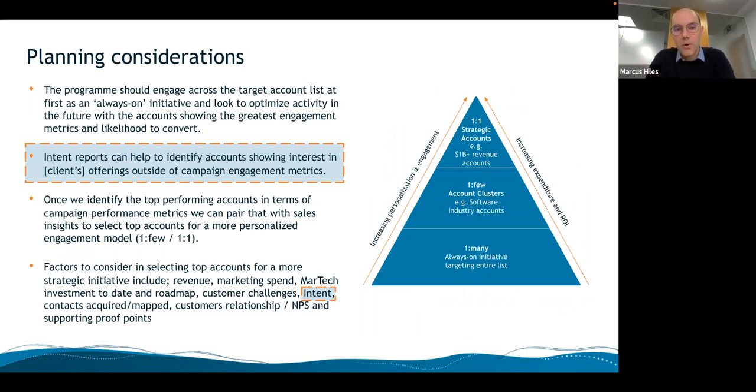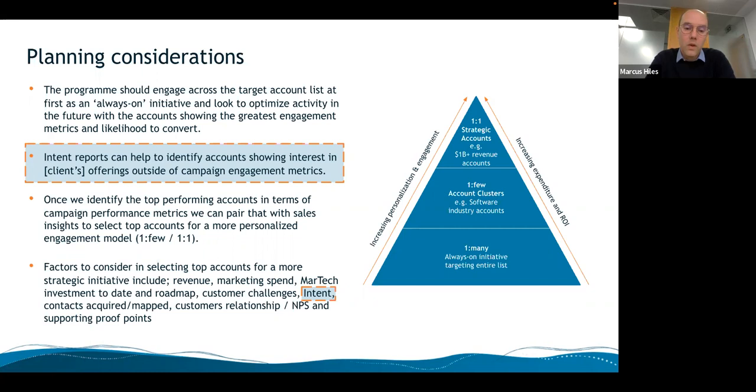So I mentioned the always on program, and that would be basically our one-to-many program going to all the accounts. And then as we see engagement with the program and the intent scores rising as we go, we then have the ability to look at whether we should cluster some accounts into separate activities, so one to few. And then we could even go a step further than that. When we start to see feedback from sales and maybe the intent spiking again, we can look at pulling out maybe one or two accounts with the greatest opportunity for us to penetrate, or increase our offering within, and go into that more strategic play.